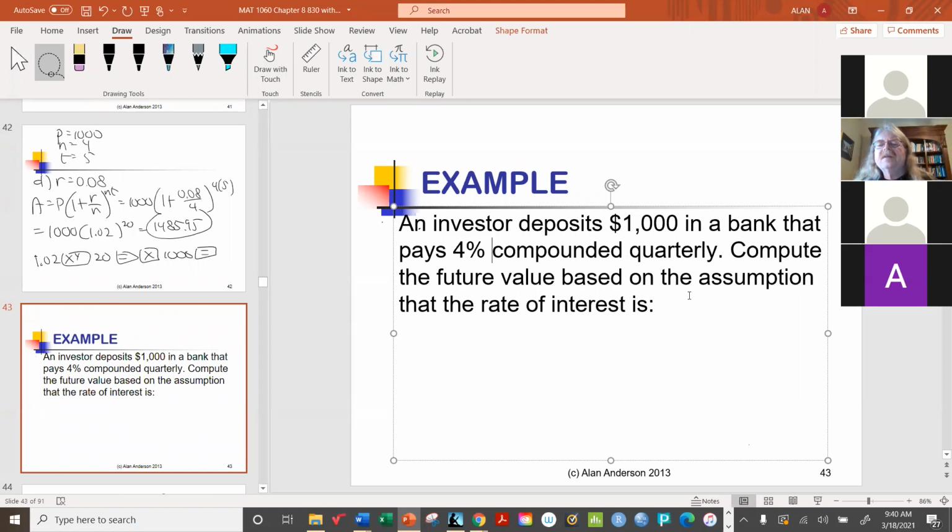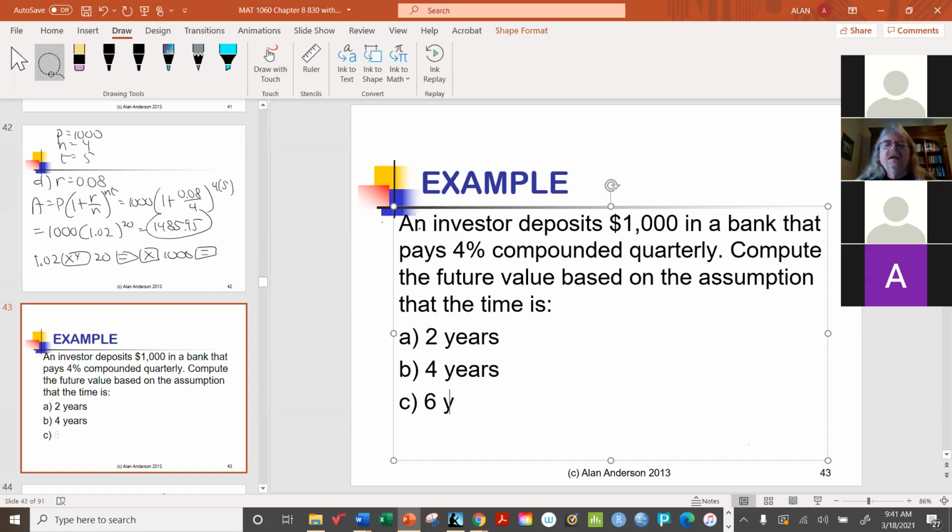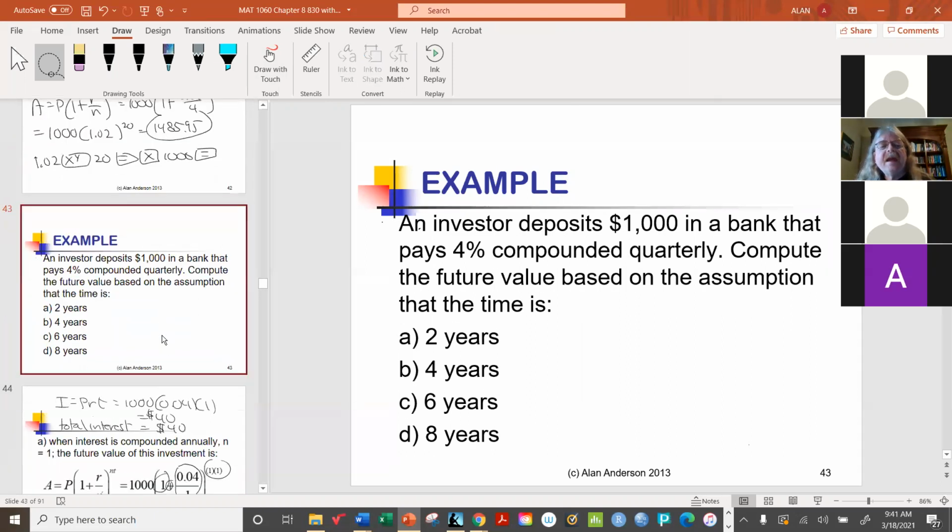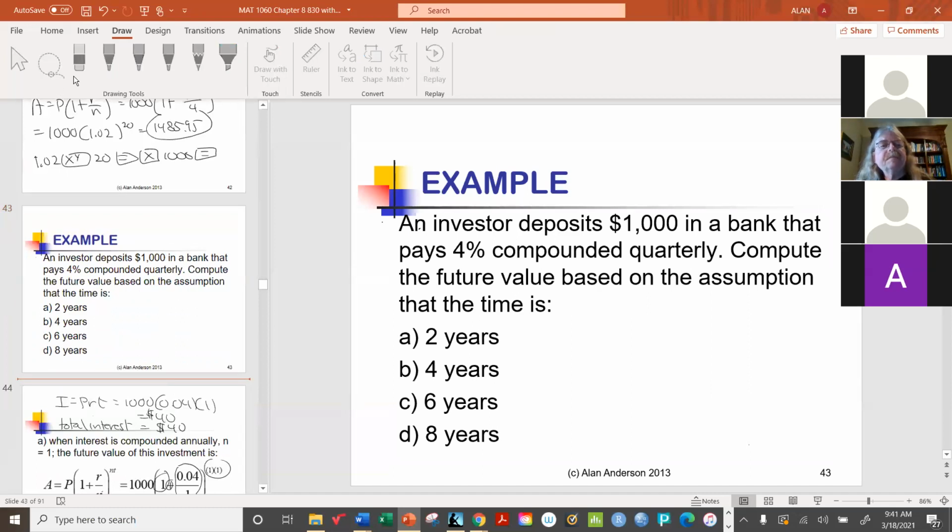Compute the future value based on the assumption that the time is, let's say, 2 years, 4 years, 6 years, and 8 years. Okay, so this time it's time that's different. The interest rate is the same. The compounding frequency is the same. It's always $1,000. So we want to figure out the future value based on these four times. And again, we'll see how they compare with each other.